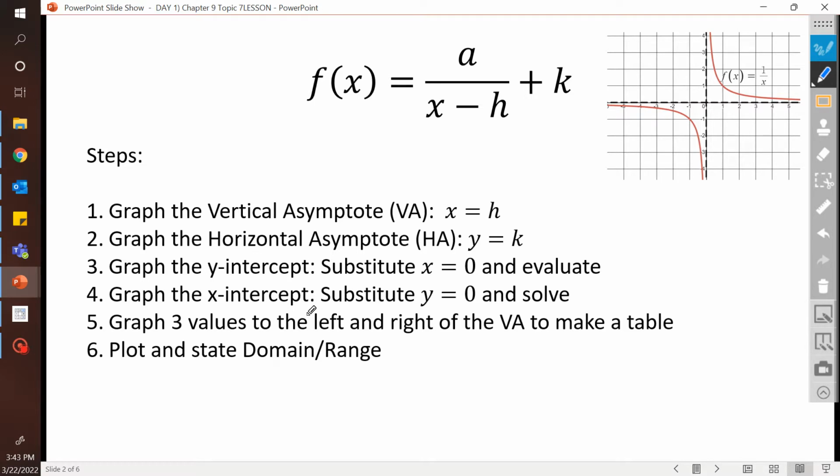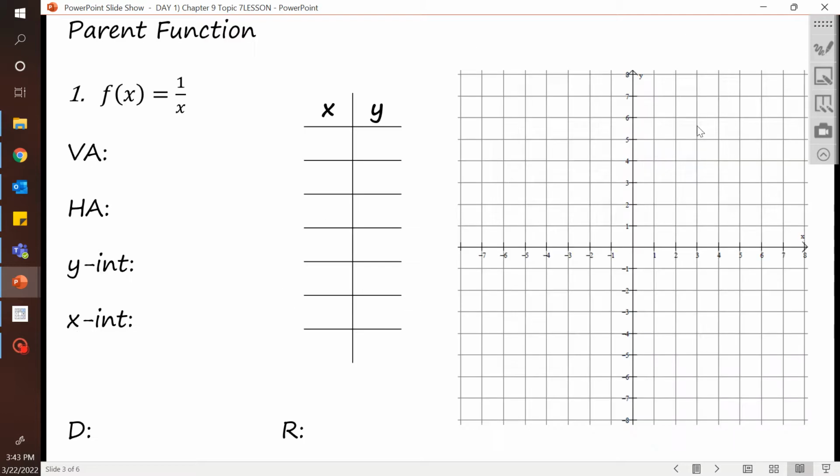And then we can fill out our table, and basically we just plug numbers in. We plug numbers in that are to the left of the vertical asymptote and to the right of the vertical asymptote. So like a couple of values over here and a couple of values over here, so we can get an idea of where the graph is. Then we state the domain and range. So let's take a look first at the parent function.